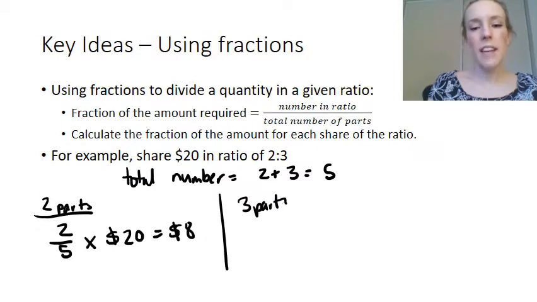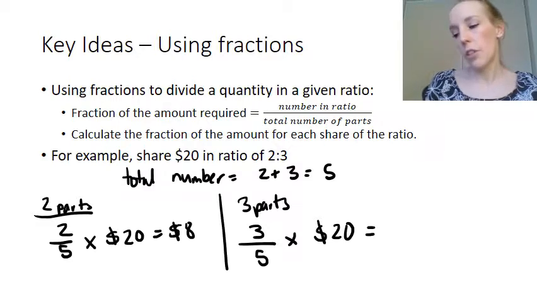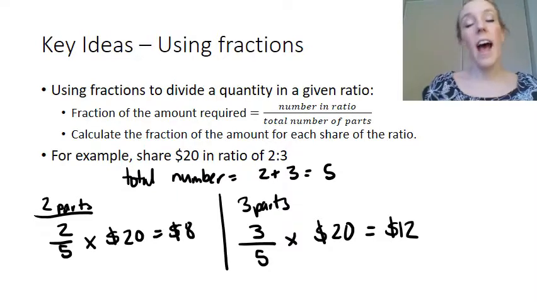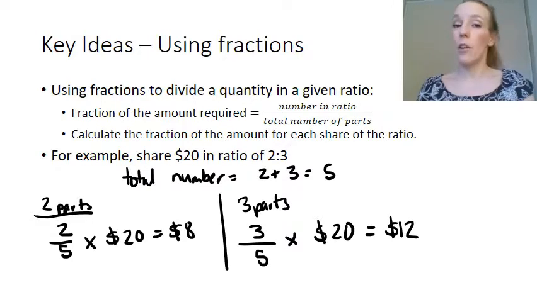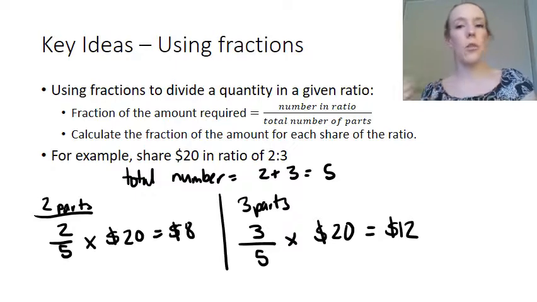So 3 parts, again, the number in the given ratio is 3. The total number of parts is 5, and we want to find that for the $20 because that's what we're sharing. So in your calculator, you're just going to do 3 divided by 5 and times that by 20, and you'll get $12. Again, you can check your answer, add them together, make sure it equals up to $20, which it does. So there we go. So they're the 2 different ways you do it, using fractions or using the unitary method.